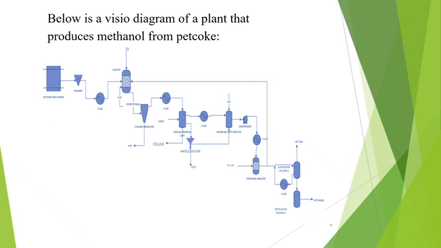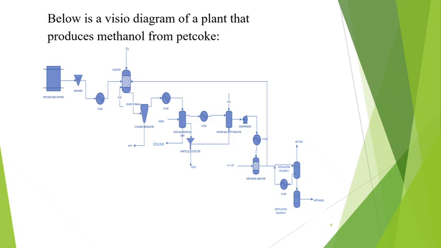Let's take a look at the process description of the methanol production plant. First is the feed preparation, where the pet coke, a solid byproduct from oil refining, is collected in a feed hopper and then ground into fine particles by a crusher to increase its reactivity in the gasification process.